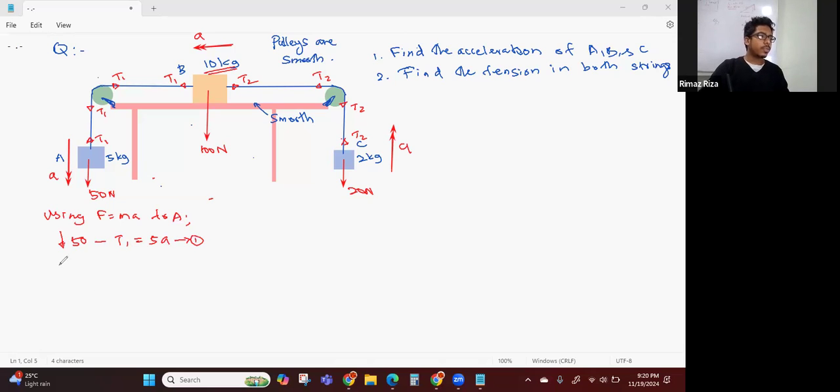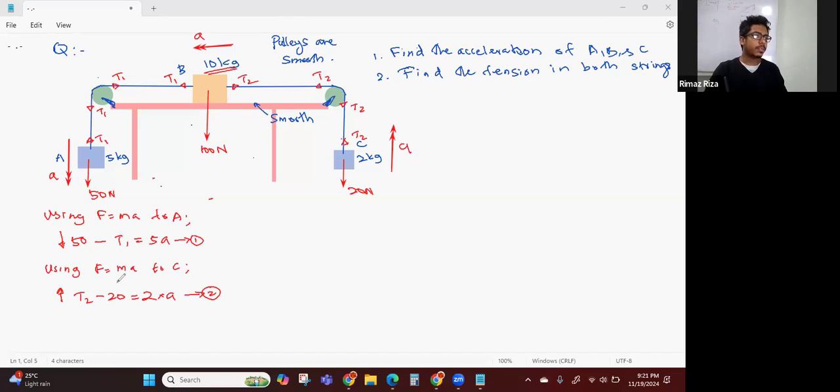And then I can use F equals ma to C. That one we had to apply in the vertical upward direction. So then we have T2 minus 20 equals mass 2 into a. So this is equation number 2.